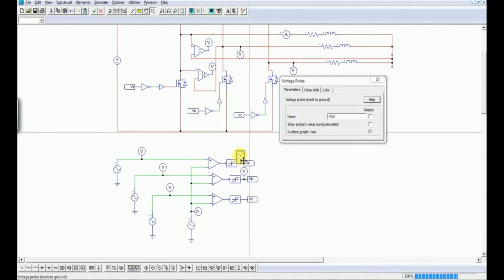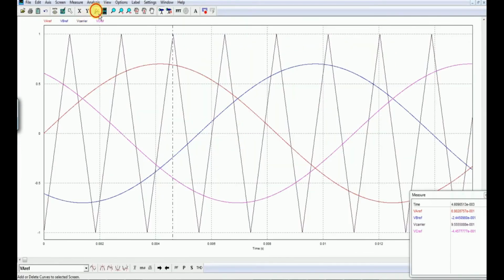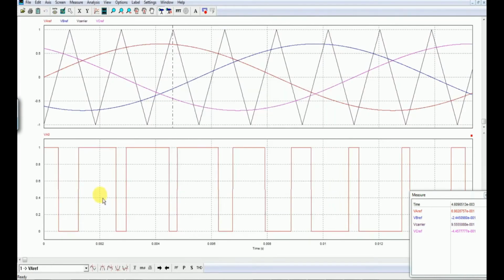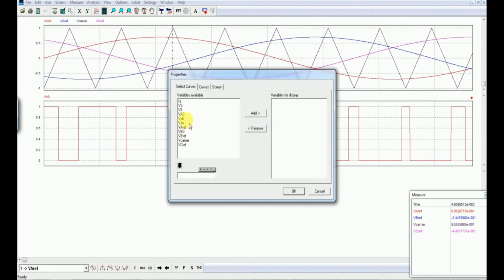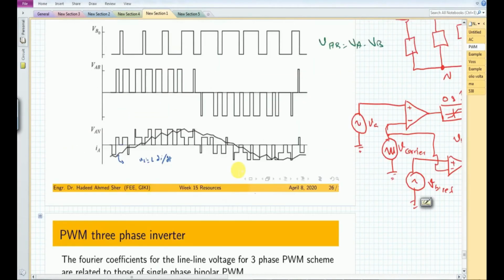So for that, the probe is VA in A0. So let me draw that here. So you can see here, this is the VA0. Also, we need to plot VB0, and this is the VB0. And notice here that these were the same kind of results we have seen here.